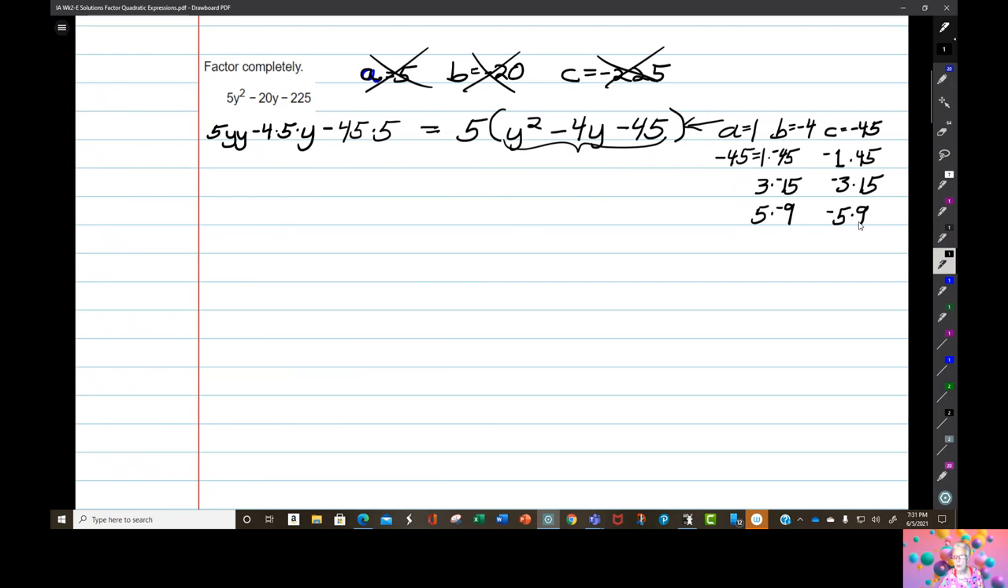All right, now, we need to find the two numbers that add up to negative 4, the B number, right here. Which of these factors is going to add up to the B number? 5 plus negative 9 equals negative 4. There you go.